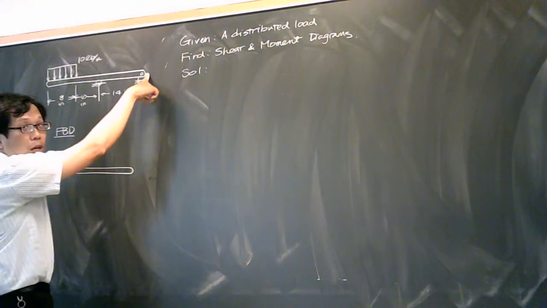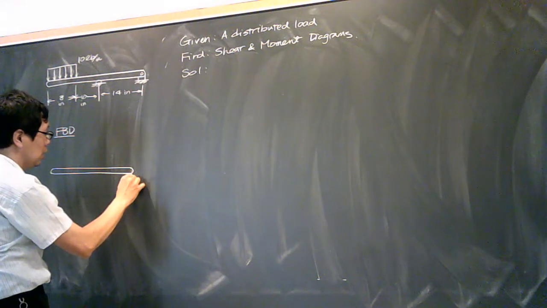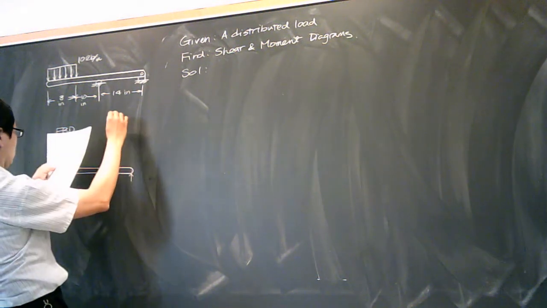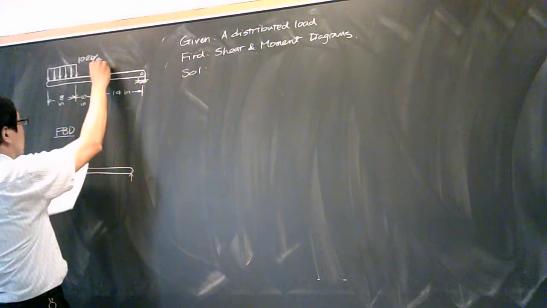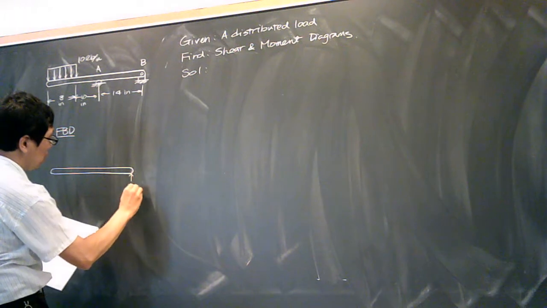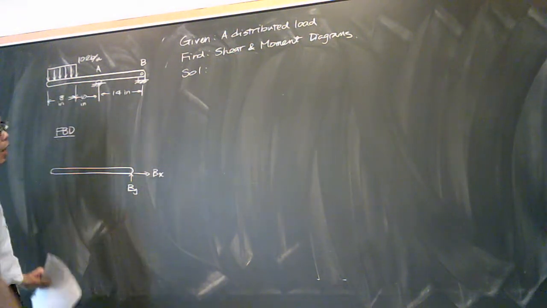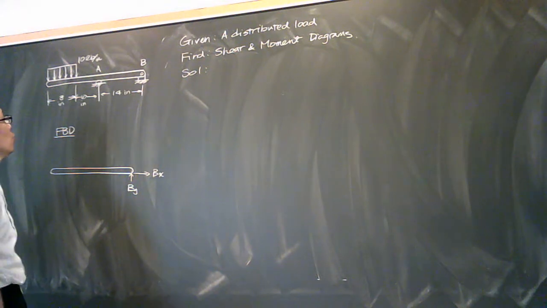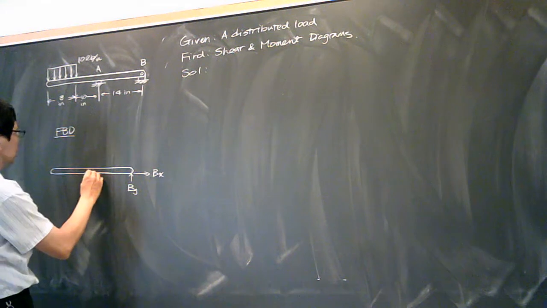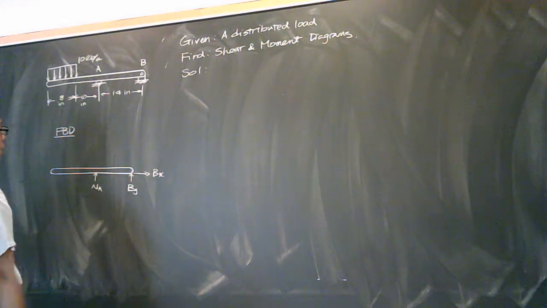How many forces do I need to draw at this joint? 2, right? Let's name this one A, this one B. So I have By and Bx. How many forces do we need to draw at point A? 1. So it's going to be NA.